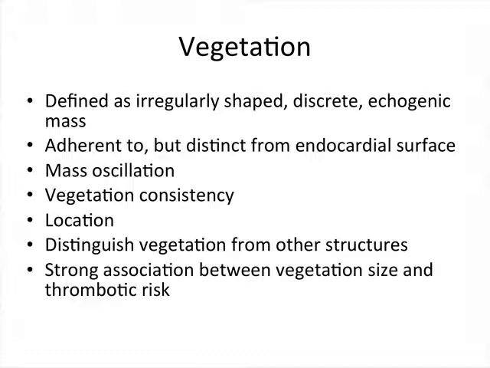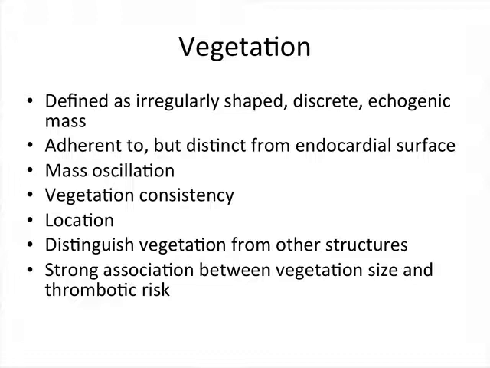The vegetation occurs most commonly on the low-pressure side of a high-velocity turbulent jet of blood flow, usually on the upstream side of the leaflets. The lines of coaptation are the most common site. On echo, not all intracardiac mass lesions are infective endocarditis vegetations. It is important to exclude calcium, areas of fibrosis, myxomatous valvular changes, and papillary fibromas.